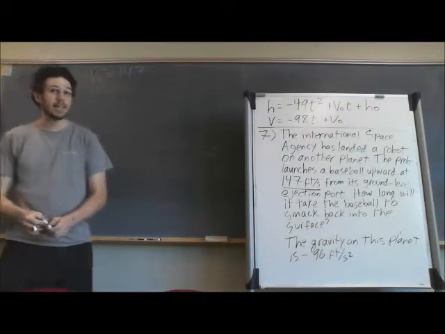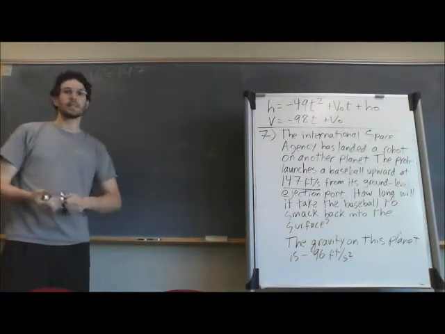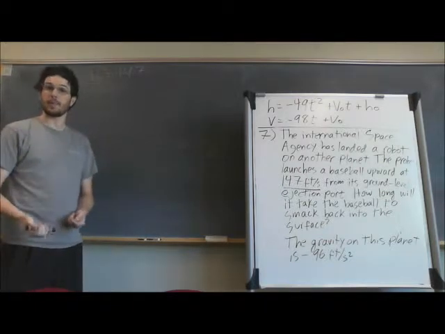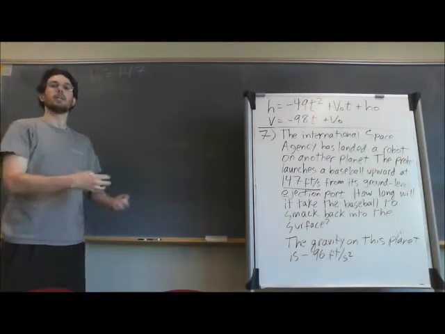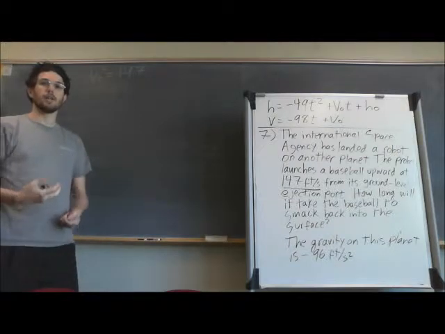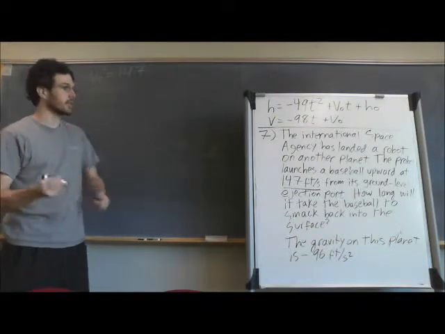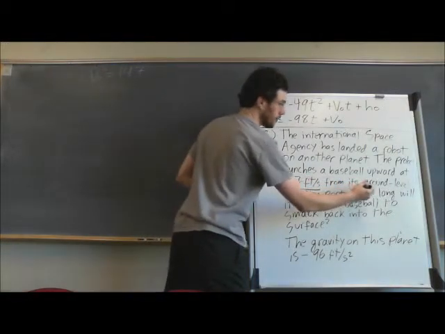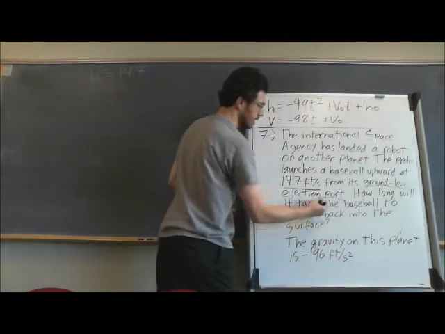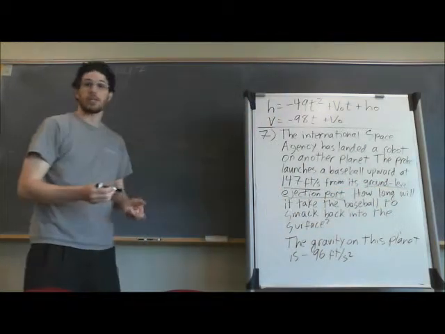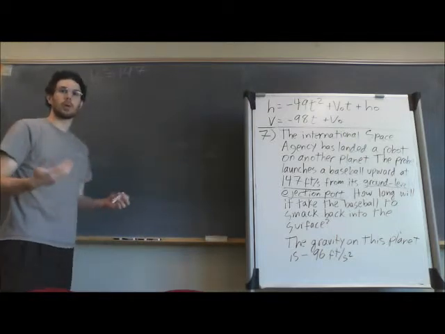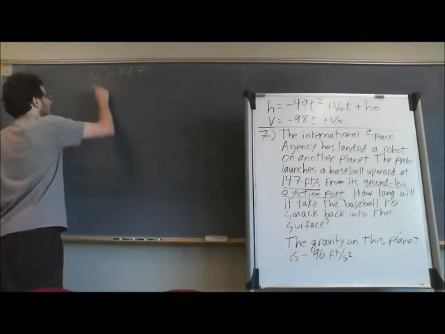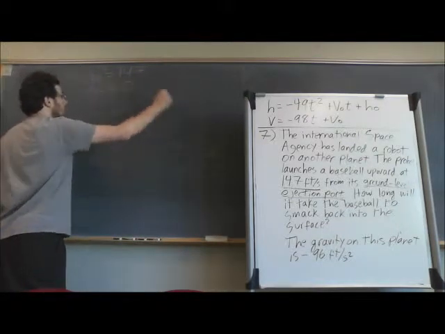Now the initial height, the wording was a little bit odd. I did that on purpose because I want you guys to be able to pull data out from different kinds of words. So it was fired from the ground level ejection port. The ejection port is at ground level. Well, we know what ground level means. It means that the initial height is 0.